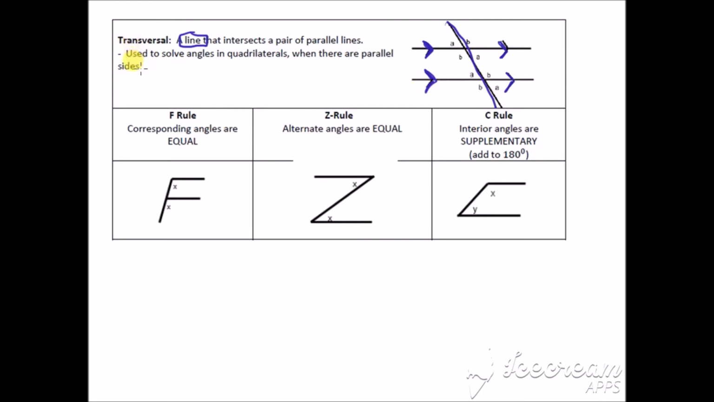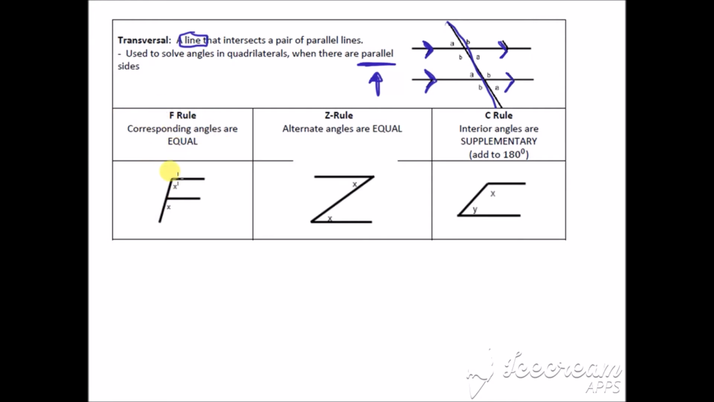Okay, transversals are used to solve angles in quadrilaterals when there are parallel sides. So just remember there has to be parallel sides. We can't always assume that two sides are parallel. We did in the previous page because of the angles and the measurements were given to us, so we can see that they're parallel, but we can't ever assume unless they have those arrows on them. Okay, so there are going to be 3 rules that we follow. I know that these were covered in elementary school as well, and that's why I introduced it on the previous page, just as a recall.